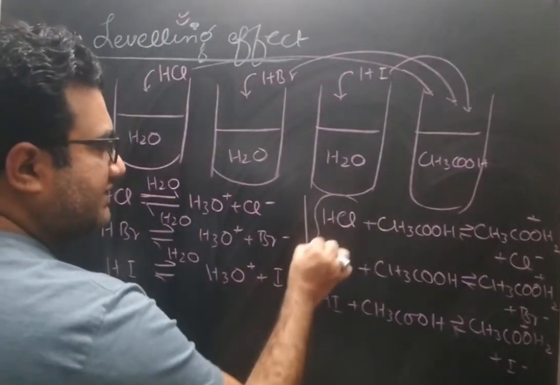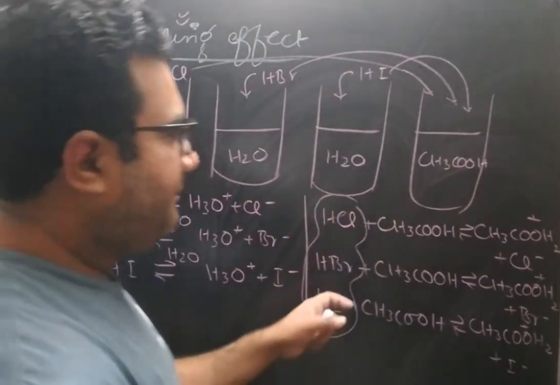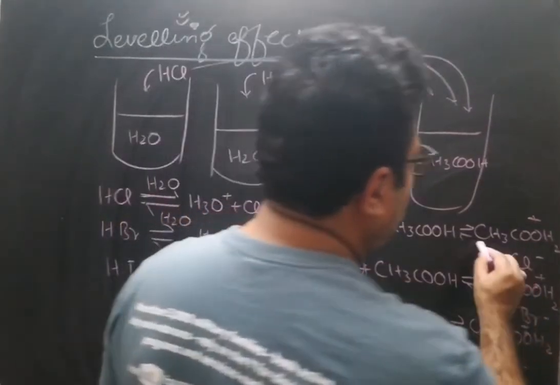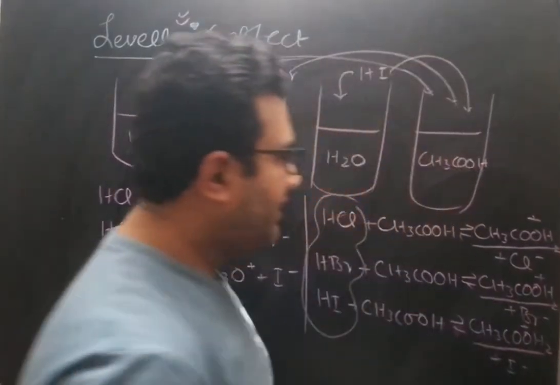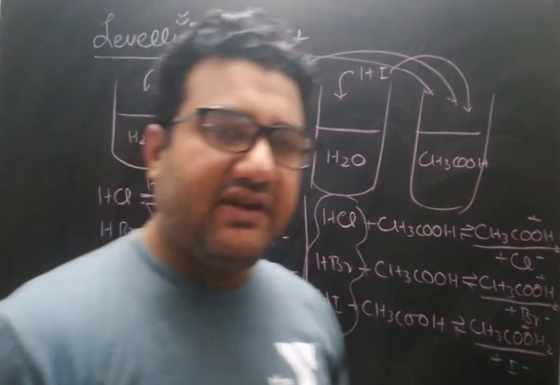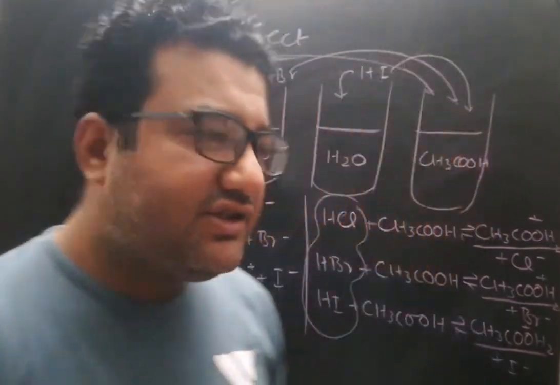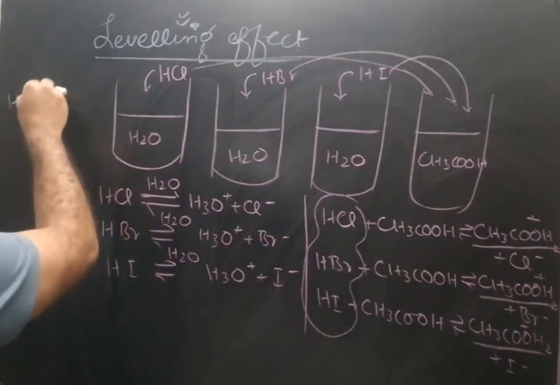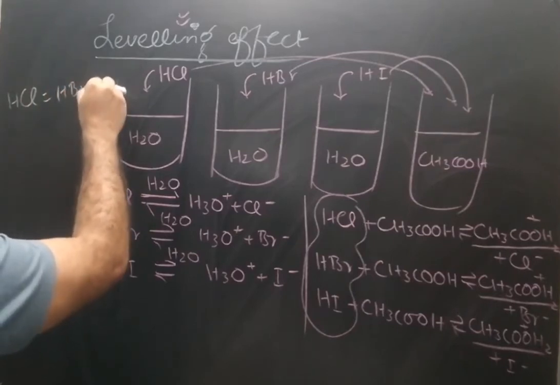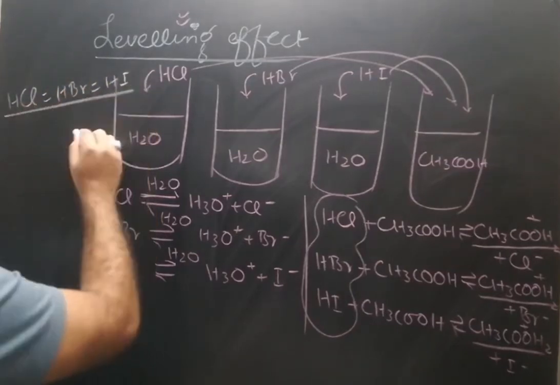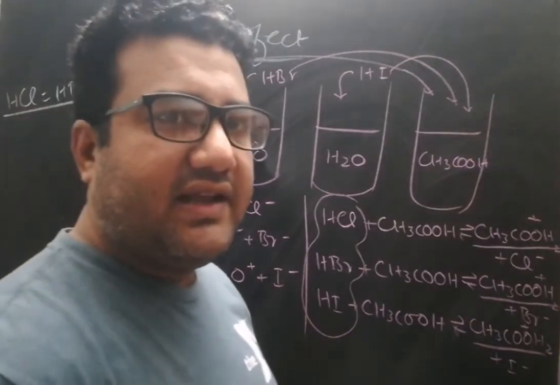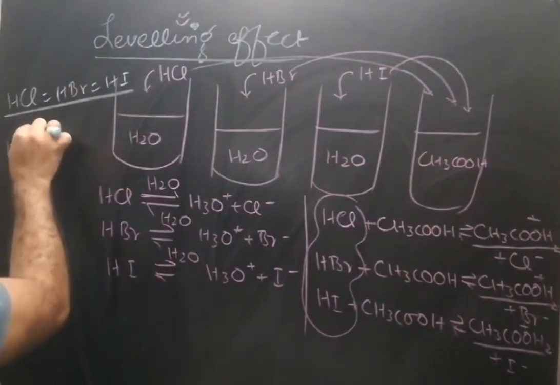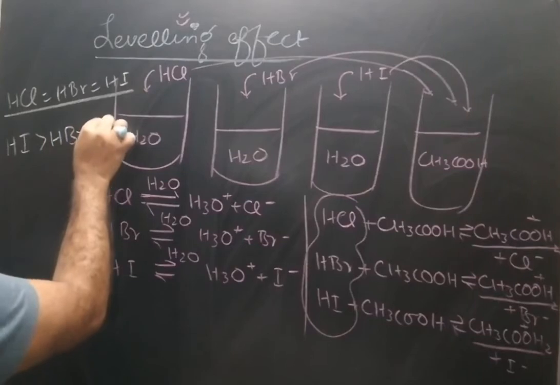So these three acids will protonate acetic acid to different capacities. So different amounts of this conjugate acid will be produced, and this will tell their relative acidic strength. When we check their acidic strength in water, it appears the same. HCl, HBr and HI are of the same acidic strength when dissolved in water. But when they are dissolved in acetic acid, their actual strength is found, which shows that HI is the strongest, then HBr, then HCl.